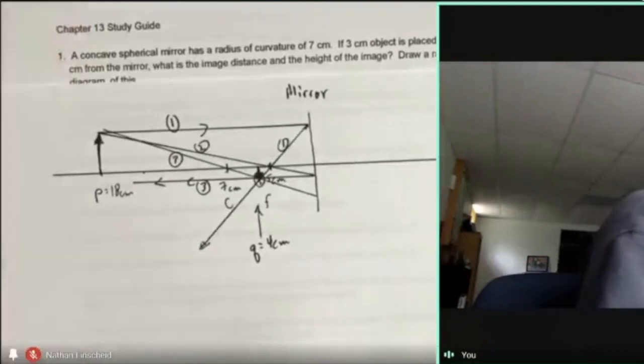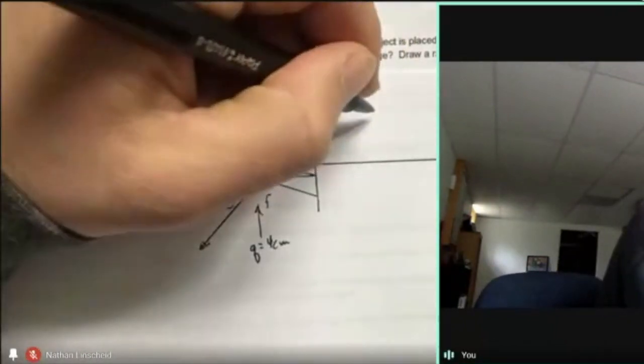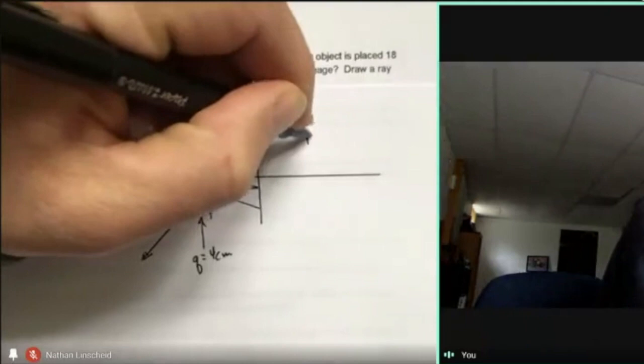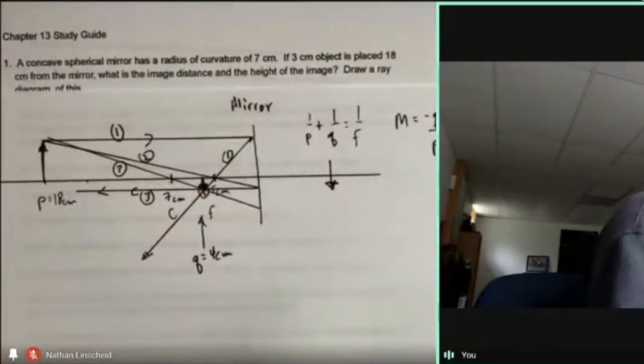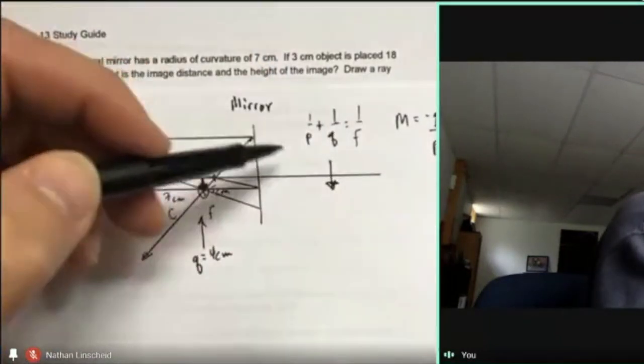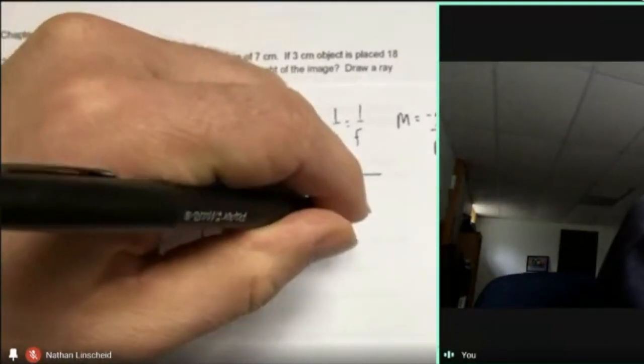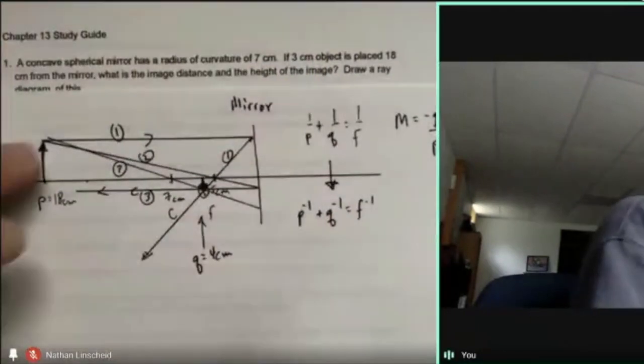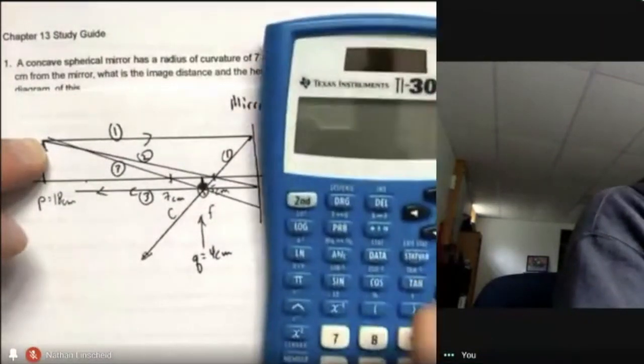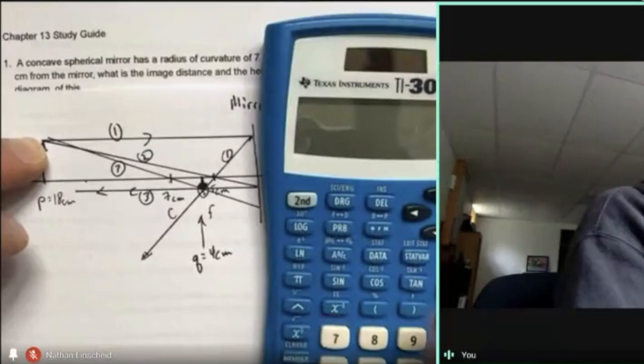Okay, now the next thing you're supposed to do is solve this mathematically. So we have to use 2 equations. We have our mirror equation, which is 1 over P plus 1 over Q equals 1 over F. And we also have our magnification equation, M equals negative Q over P. All right, and so I don't enter anything into my calculator this way. This is how I would write it: P to the minus 1 plus Q to the minus 1 equals F to the minus 1. Because I've got that neat little x to the minus 1 button right there. That's pretty easy to use.